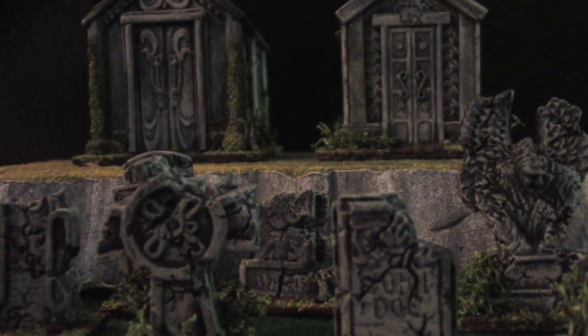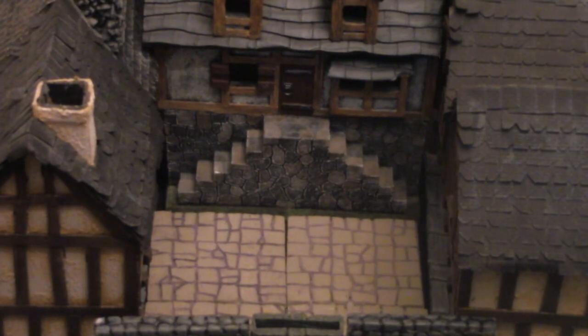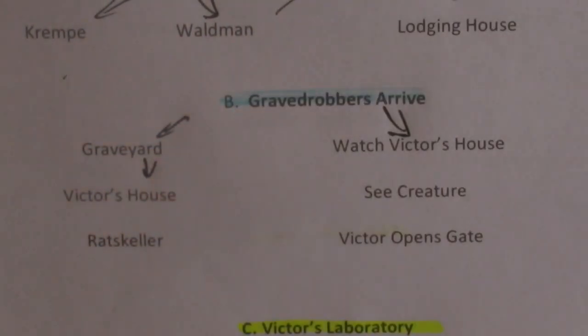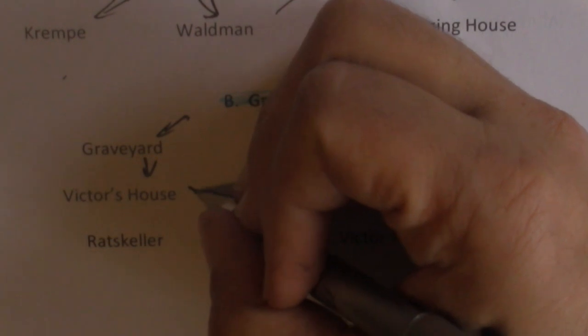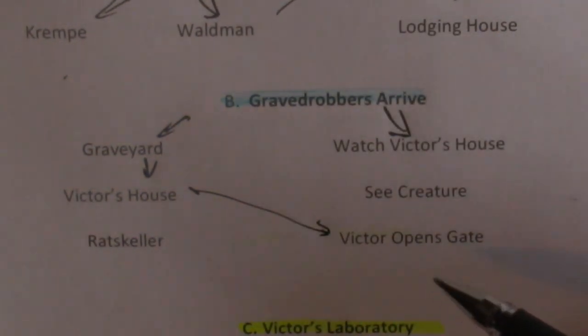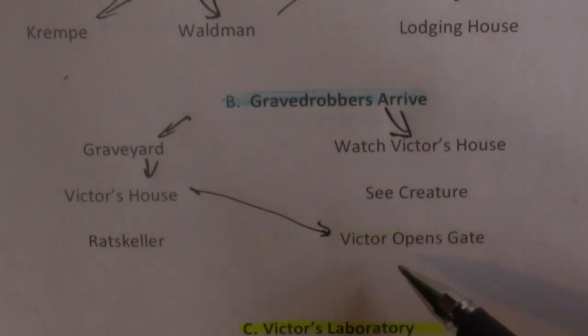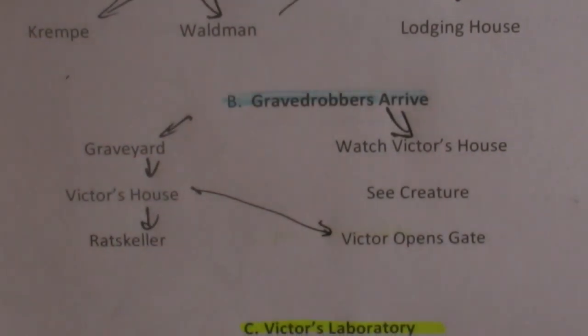So the players have a choice. They can follow the grave robbers to the graveyard, or they can continue to watch Victor's house. From the graveyard, the grave robbers will dig up the body, put it in the cart, bring it back to Victor's house, at which point Victor will open the gate, allow them in, and they'll carry the body upstairs, then he'll pay them the rest of the money, and they will leave for the day. If they continue following the grave robbers, they go to a tavern.